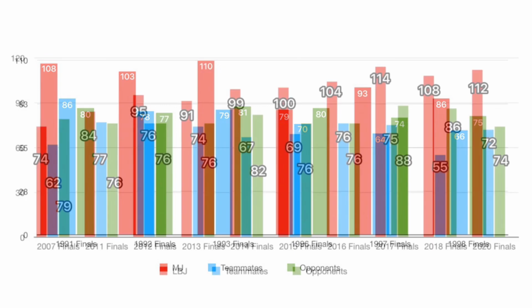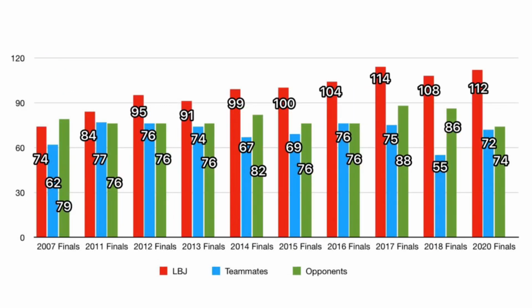Now let's look at LeBron's chart. LeBron put up better stats than his teammates on average in all 10 of his finals. He put up better stats than his opponents on average in 9 of his 10 finals, with the 2007 season being the one year his opponents averaged a better stat line. This makes sense, seeing how that year featured a 22-year-old LeBron going up against an all-time great dynasty led by Tim Duncan, Tony Parker, and Manu Ginobili.